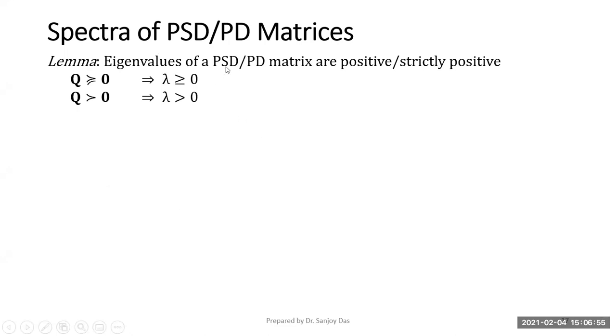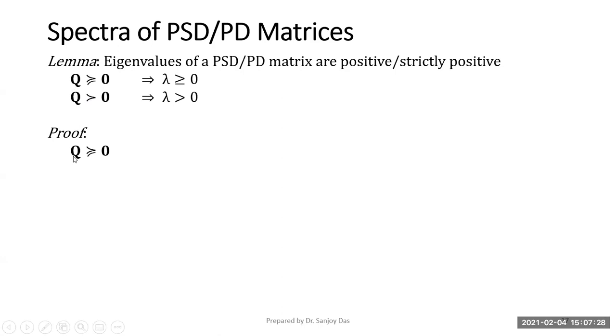Eigenvalues of a positive semi-definite or positive definite matrix are positive or strictly positive. In other words, if Q is a positive semi-definite matrix, then all its eigenvalues are greater than or equal to 0. Furthermore, if Q is a positive definite matrix, then its eigenvalues are all strictly greater than 0. Let's prove it.